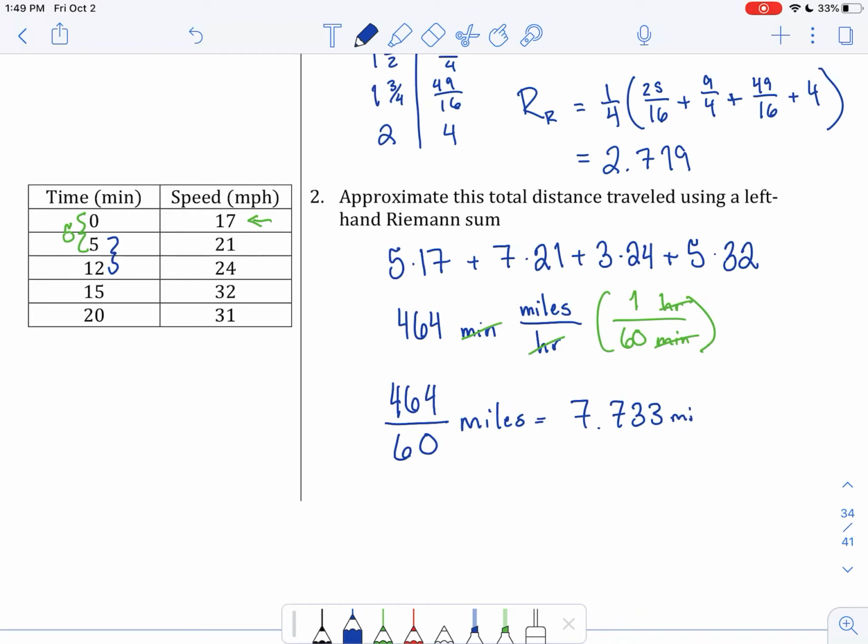7.733 miles. I'm going to check that on my calculator really quick because that doesn't seem right, but it's what I've written in the notes. So 464 divided by 60. Okay, yep. All right, I was wrong. That looks great. And this would be your correct final answer. So make sure you're paying attention to your units.